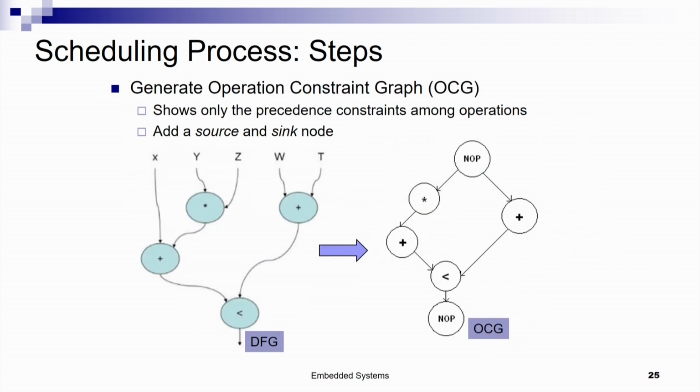After the data flow graph is obtained, it is converted to its operation constraints graph. The operation constraint graph is very similar to the data flow graph, and it shows precedence constraints among operations, with an additional source and sink node produced. So, the inputs and the outputs are removed. It only shows the precedence constraints among the operations. The inputs and the outputs are removed, and we add a source node and a sink node.